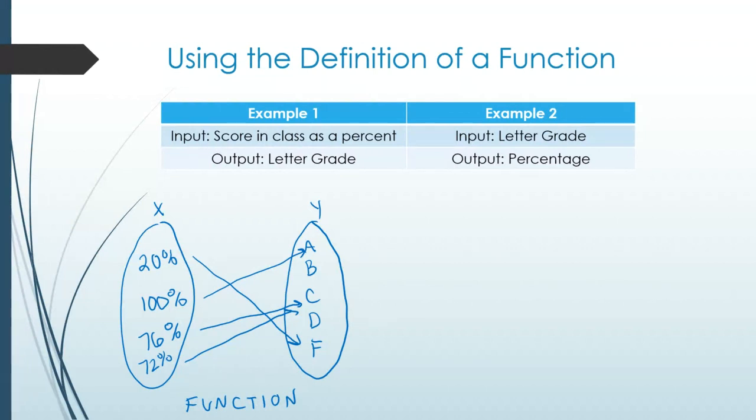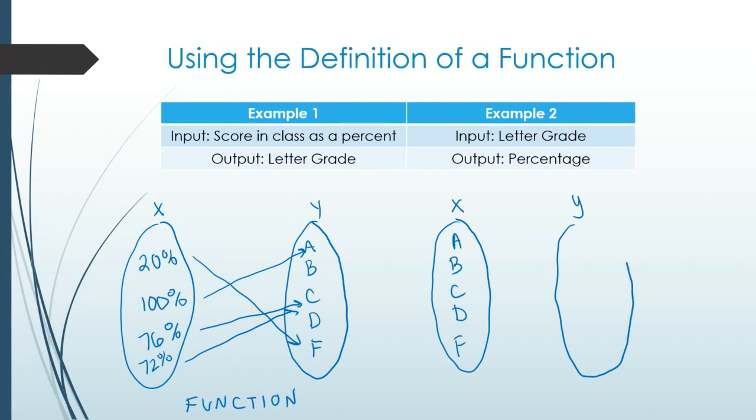So that's a function. Now, example 2, we're going the other way around, where your input is your letter grade and your output is your percentage. So in this case, our input is the letter grade. So your choices, A, B, C, D, and F. And then you could have potential different percentages. I'll just use the same numbers as example 1, although really there's lots of choices.